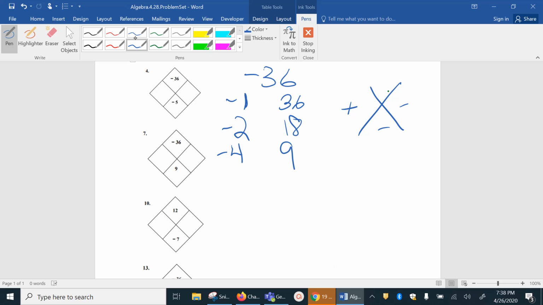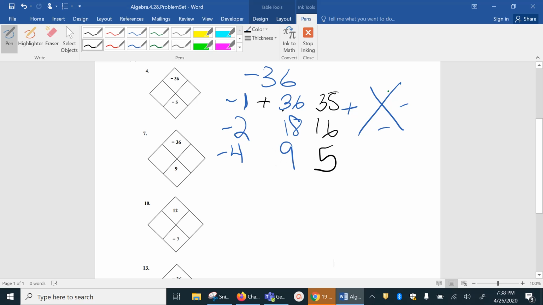So I'm going to start adding them across. This is going to give me -1 plus 36 is +35. -2 plus 18 is +16. -4 plus 9 is 5. Now, it says -5, so for me, that's an easy fix.